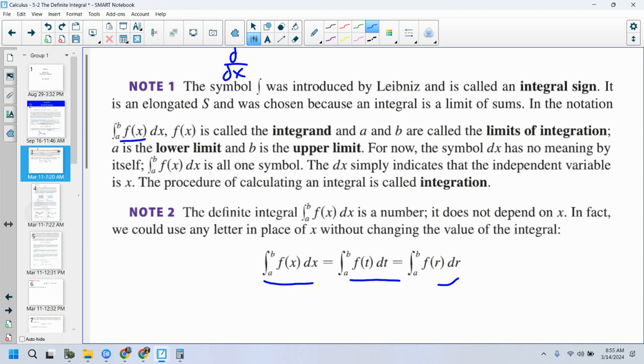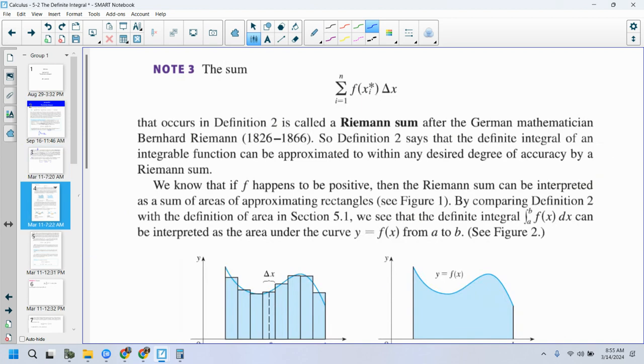Other things to see here. I've talked about the Riemann sum a little bit, and we've done Riemann sums. You actually did two on the quiz yesterday, a left side Riemann sum and a right side Riemann sum. The Riemann sum is basically the sum of all of those rectangles. That's really what a Riemann sum is.